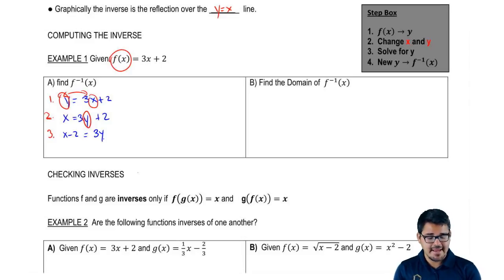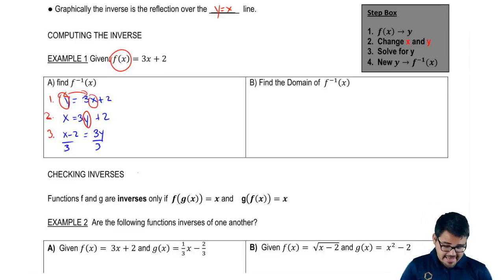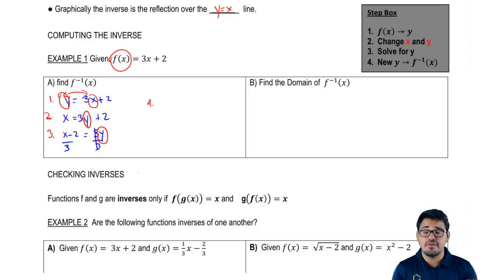And then I'm going to divide by 3 on both sides. Now that I have y by itself, I'm going to go into step 4, where I'm going to change its notation for a little final touch. I'm going to change its notation to f inverse of x equal to x minus 2 over 3.